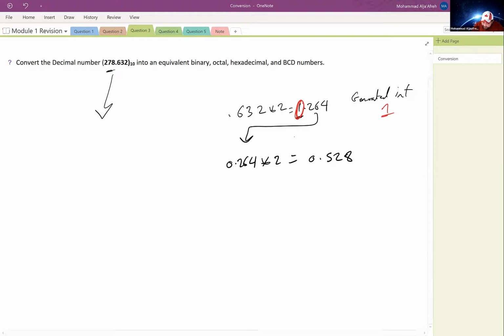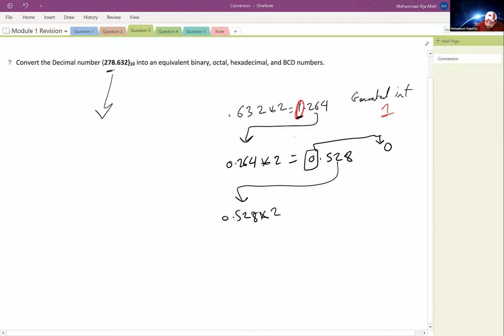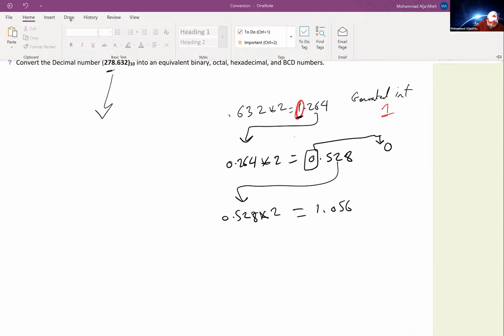Okay. So now, did we get any integer? No. So let's strip that and take it here, and this is 0, and then move this here. 0.528 multiplied by 2 equal to 1.056.